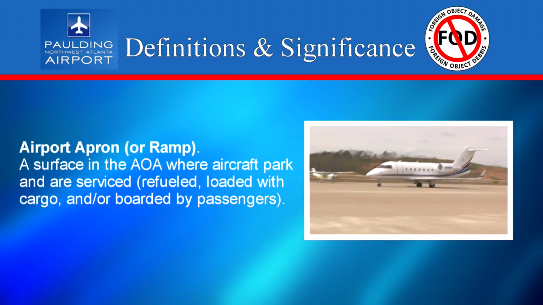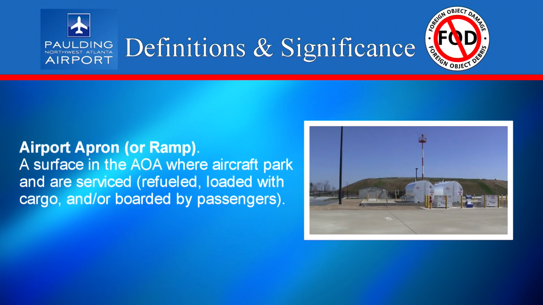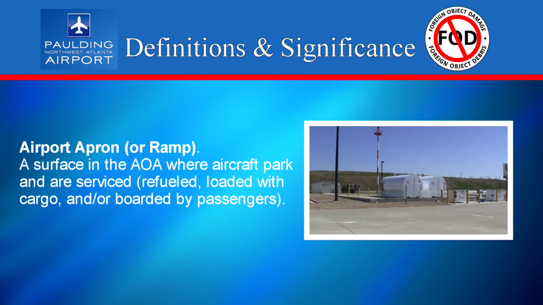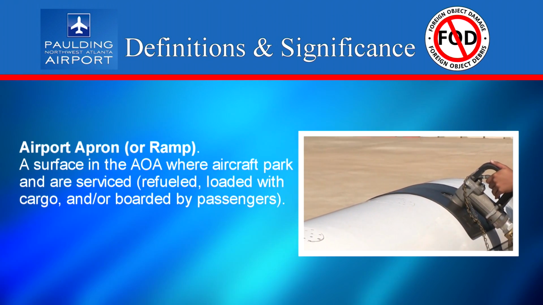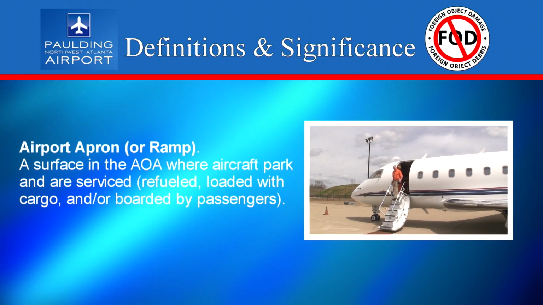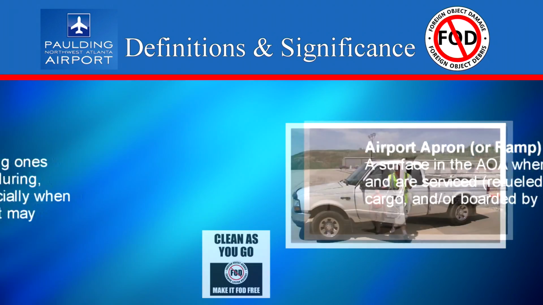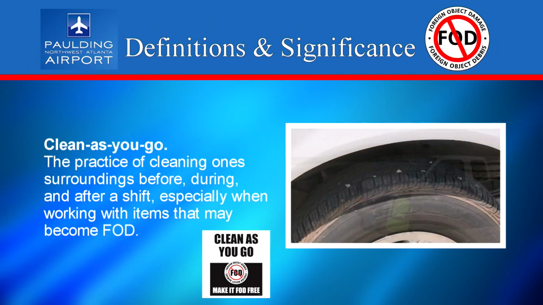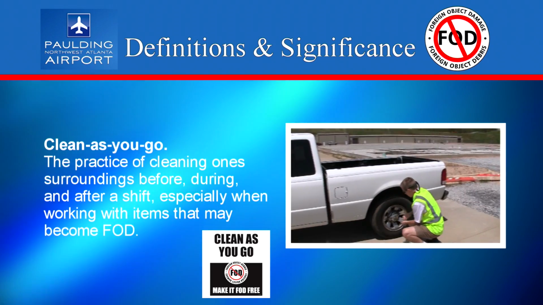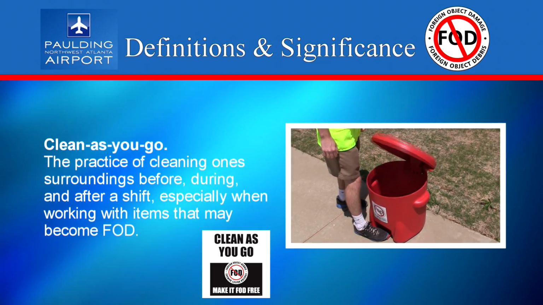Airport Apron, also referred to as the ramp, is a surface in the AOA where aircraft park and are serviced. Servicing includes aircraft refueling and or the loading or unloading of freight, passengers, luggage, etc. Clean as you go is a phrase used to describe the practice of cleaning your surroundings before, during, and after a shift, especially when working with items that may become FOD.